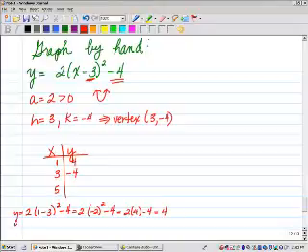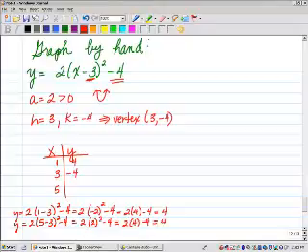Now if we put in 5, we get 2 times (5 minus 3 is 2) squared minus 4. But if we square the 2, we get 2 times 4 minus 4, which is again 8 minus 4, or 4. And remember what I said, if we go the same distance on either side of the vertex, we should get y values that are the same.